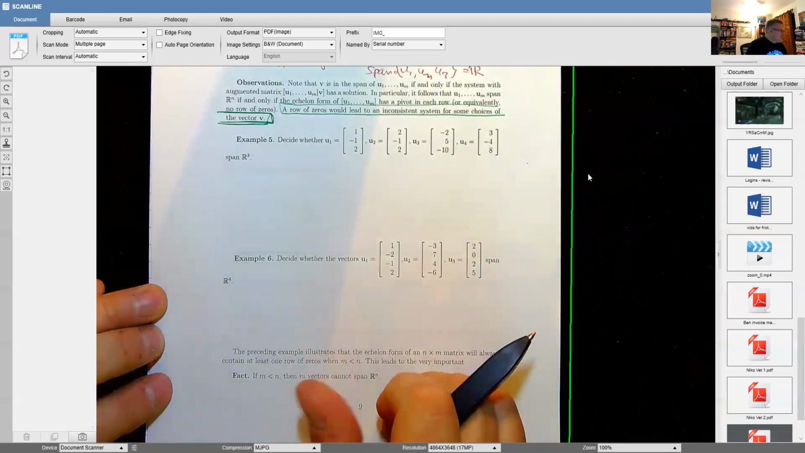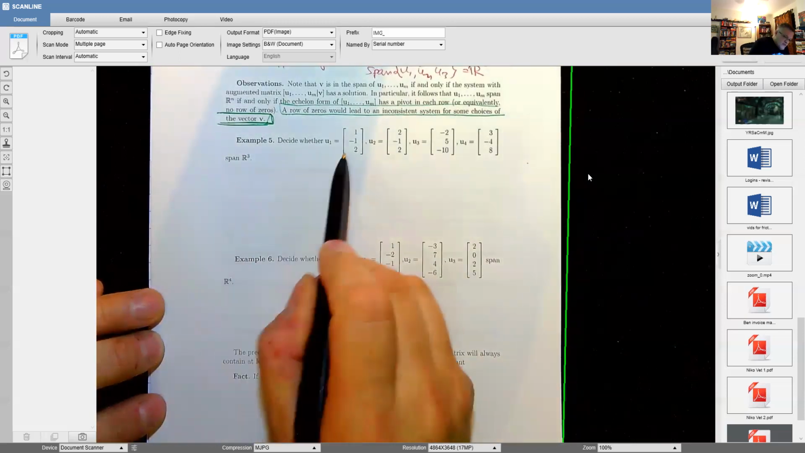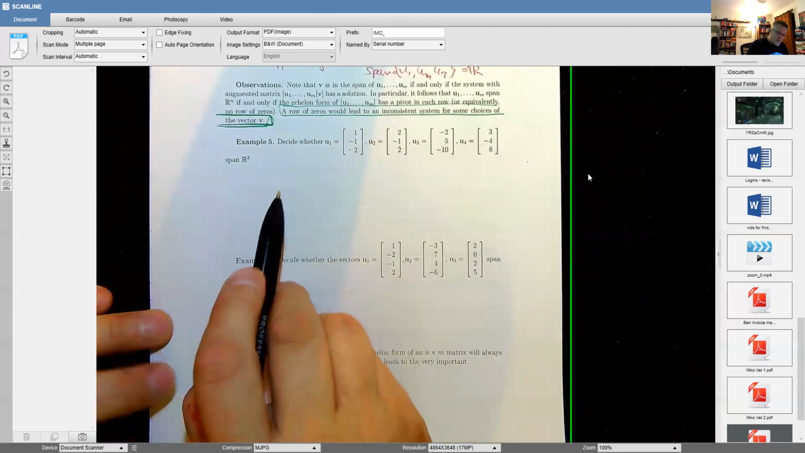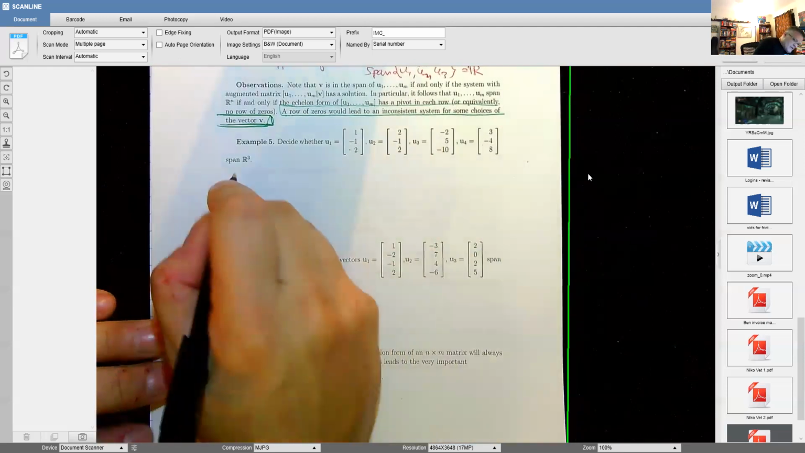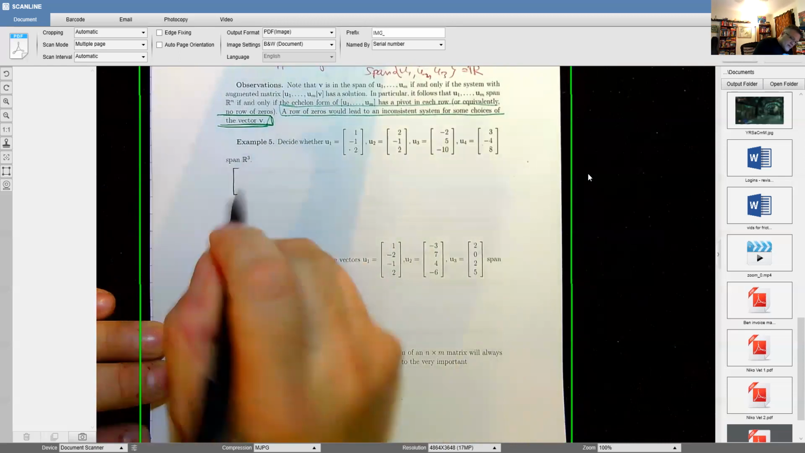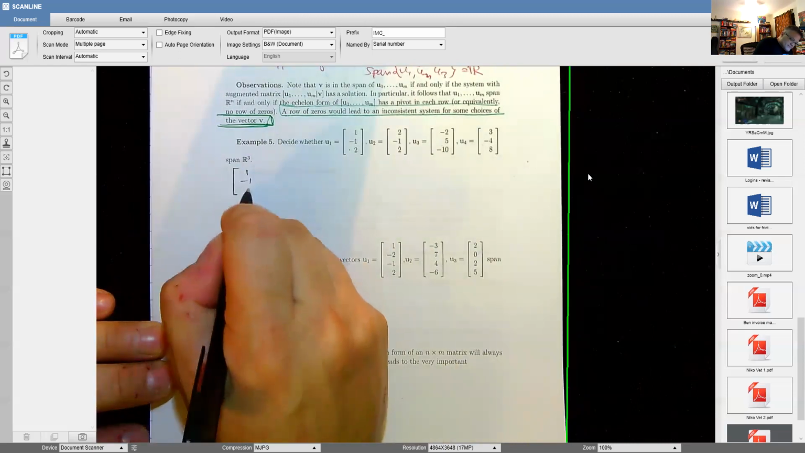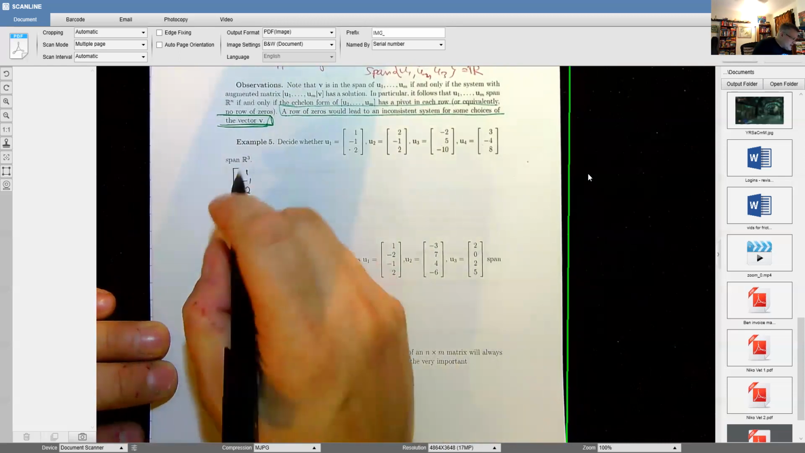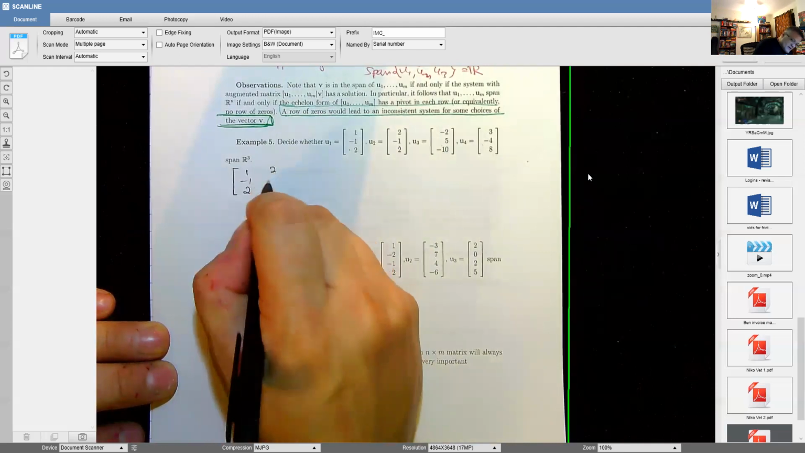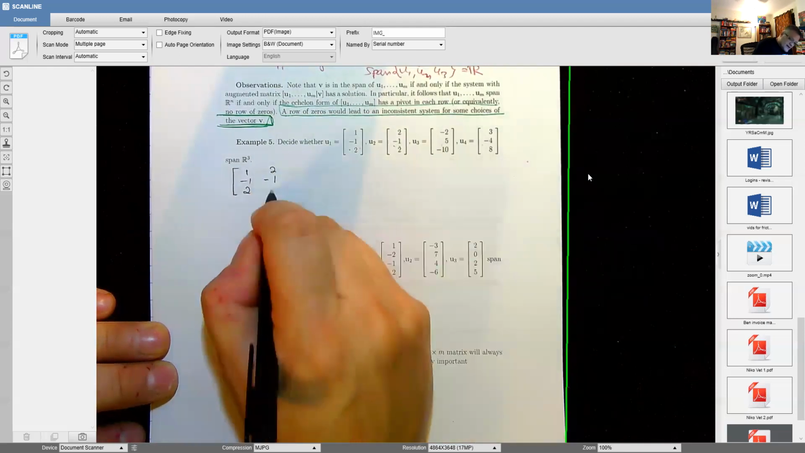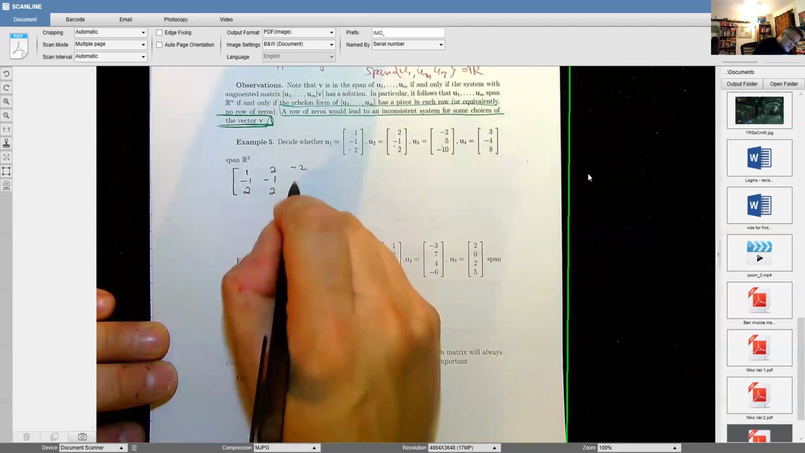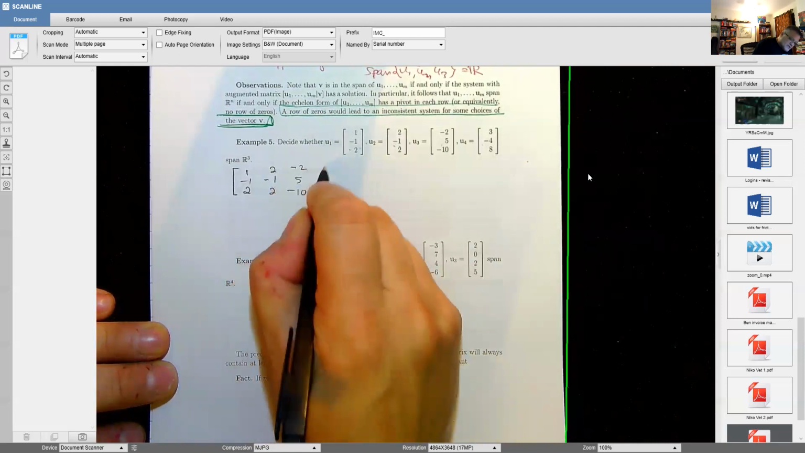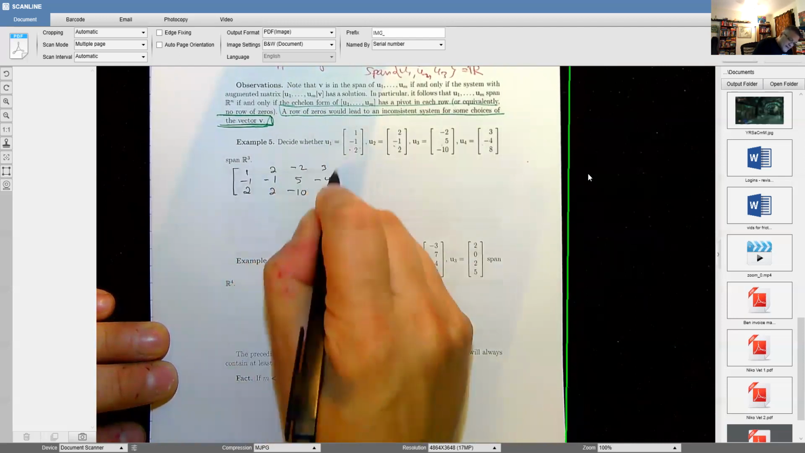Okay, so let's do this. We have 4 vectors in R3, and we want to know, do they span? Remember, these vectors form the columns of the augmented matrix. So I don't need to write the system every time, but remember where it's coming from.